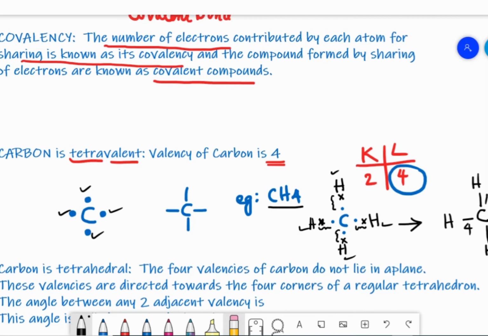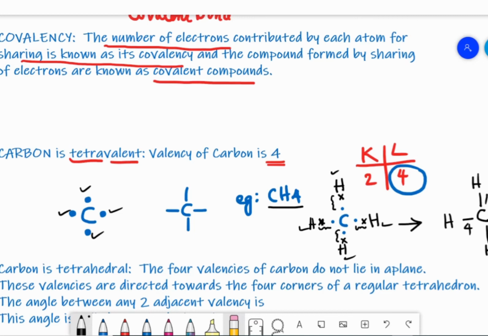Similarly, carbon can form covalent bonds with many other atoms. Why is this happening? Because carbon is tetravalent, meaning its valency is 4. So for the formation of different compounds, carbon uses its 4 electrons and forms many compounds.